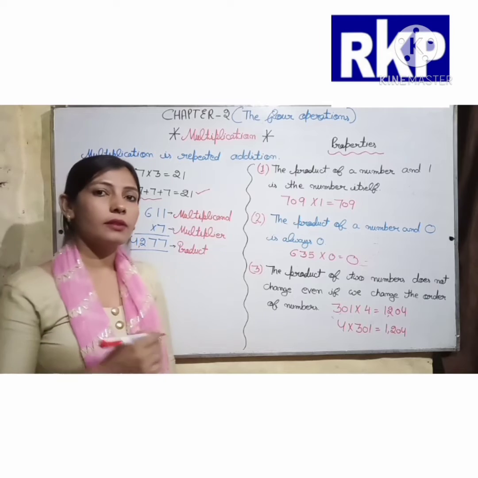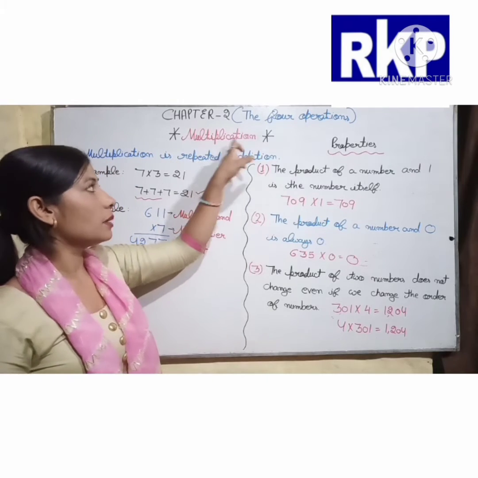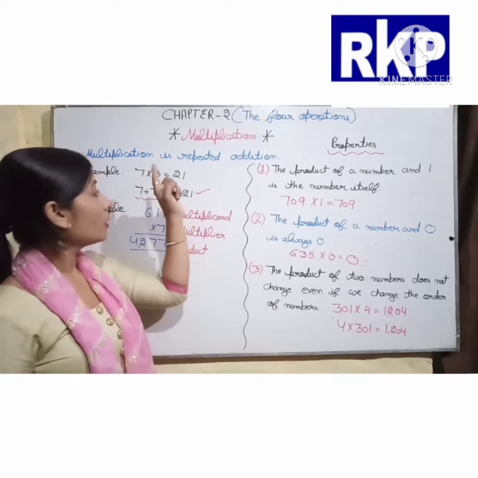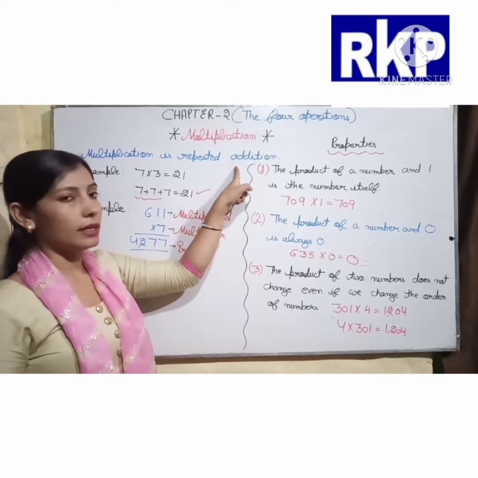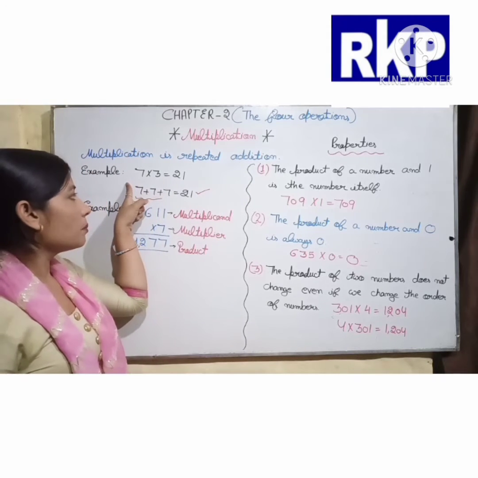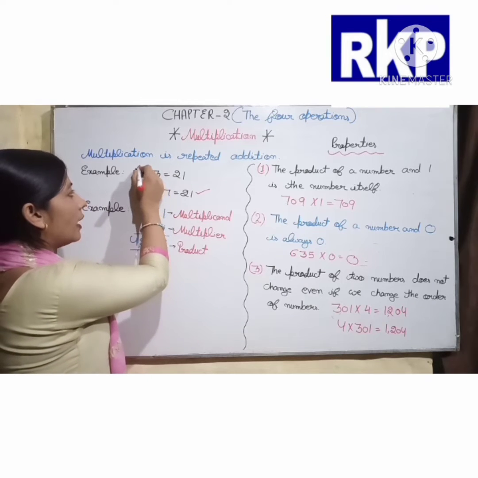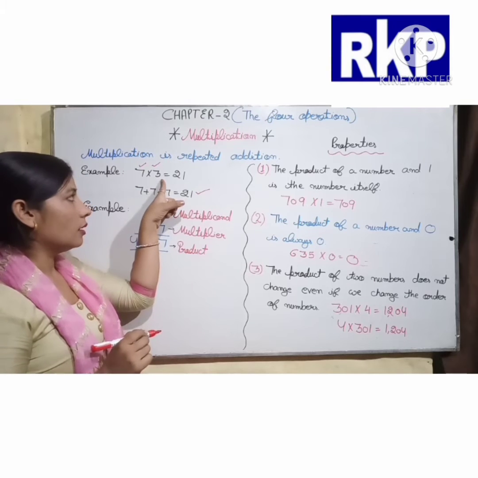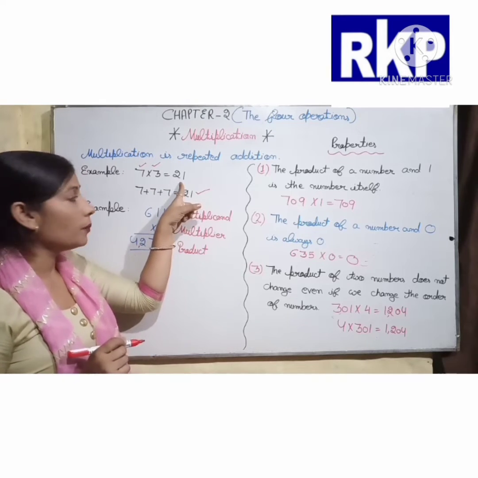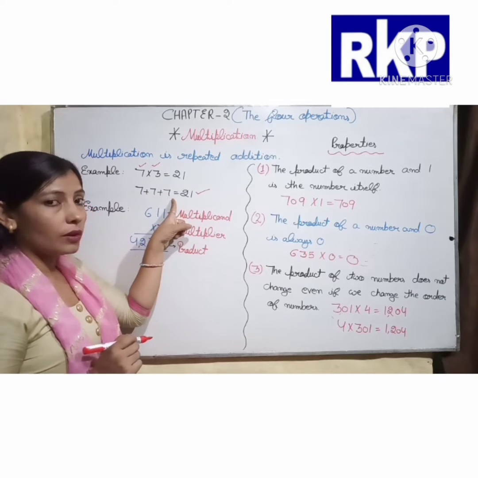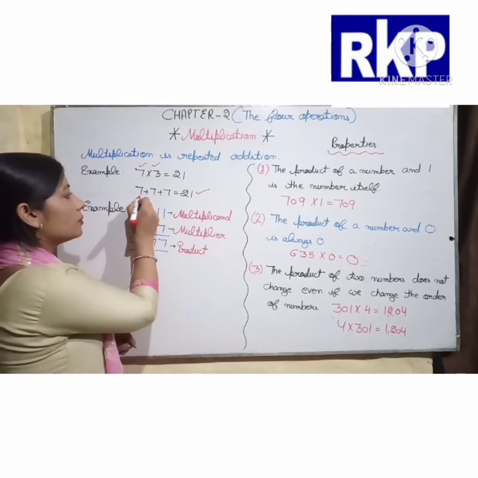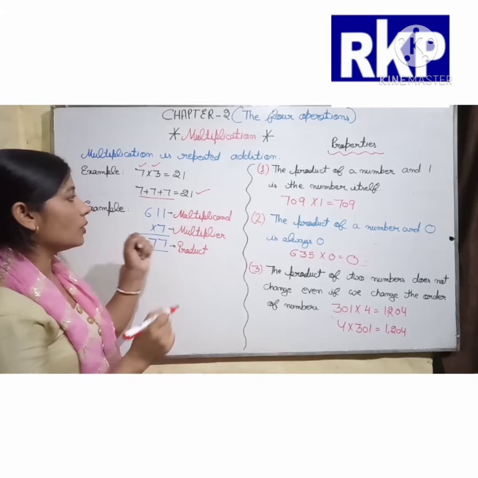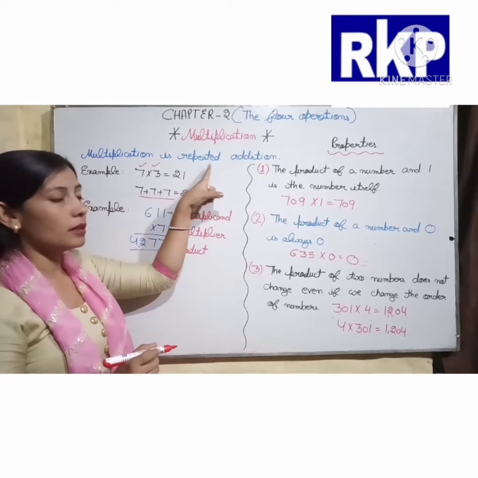Now students, let us revise our next topic, and that is multiplication. First of all, let us see what is the meaning of multiplication. Multiplication is repeated addition. Here you can see an example. Here we have 7 and 3, two numbers. When we multiply 7 with 3, we get 21. And here you can see if we repeat 7 three times, then also we will get the same number. So we can say multiplication is repeated addition.